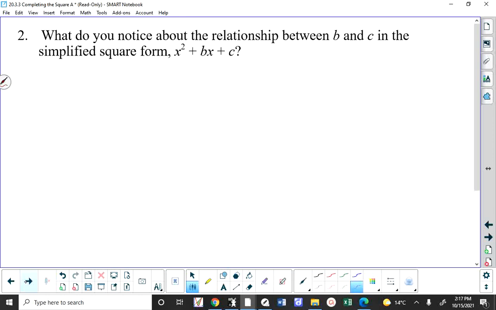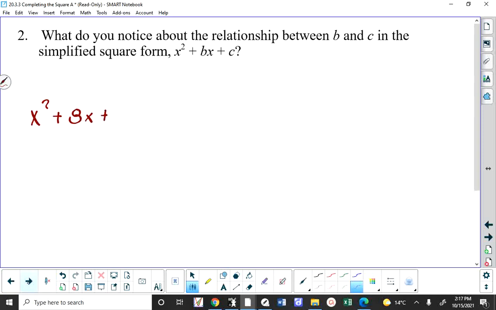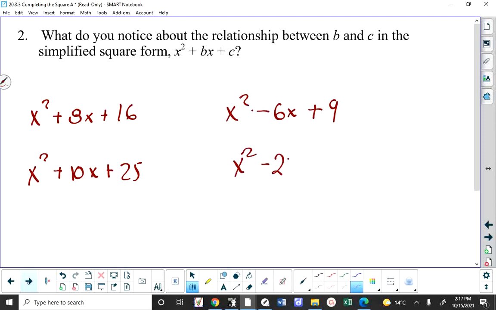So I'm going to write down these 4 things up here. You don't need to write them down, but I want you to see them in the same place as the question. One was x squared plus 8x plus 16. One was x squared plus 10x plus 25. One was x squared minus 6x plus 9. One was x squared minus 24x plus 144. Did I get them right? So we're comparing all of these to x squared plus bx plus c. So in this first one, we get b equals 8 and c equals 16.